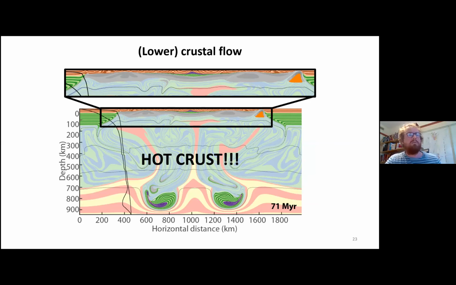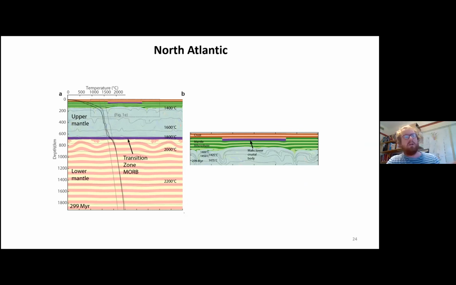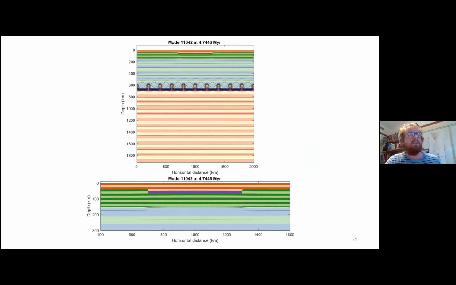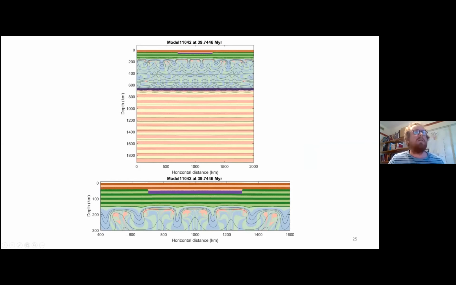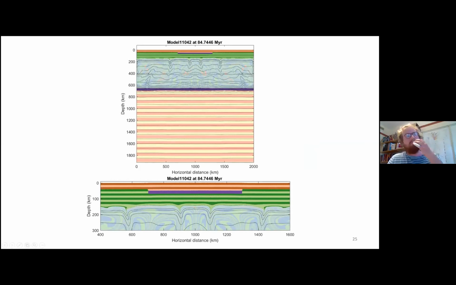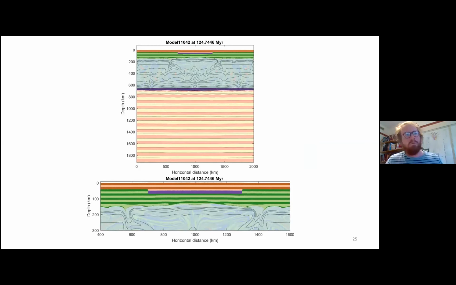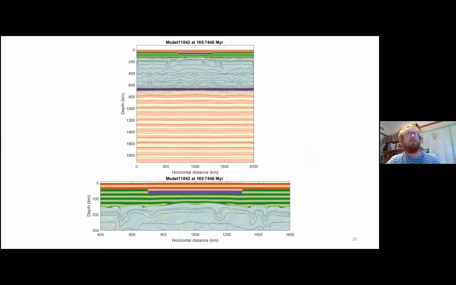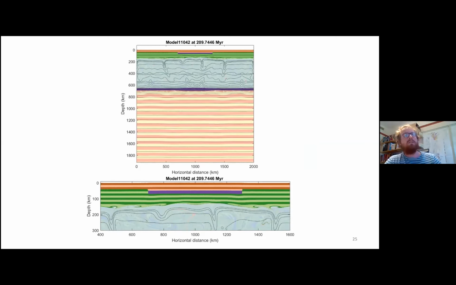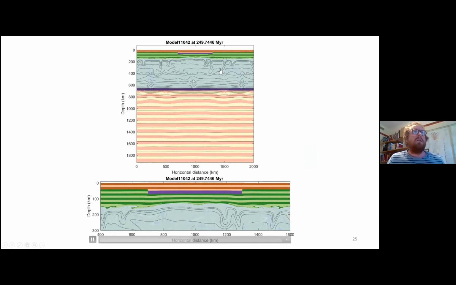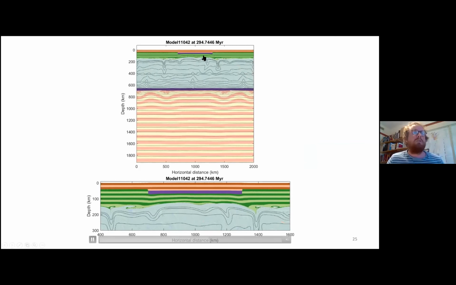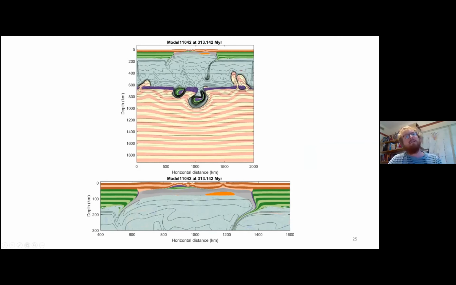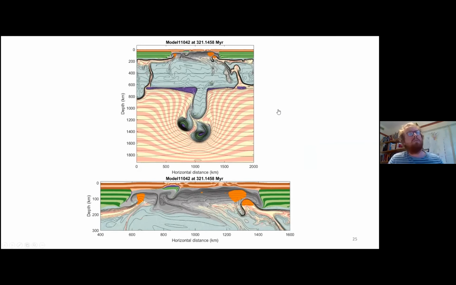So hot crust is really the key here. And we try to do this specifically for the North Atlantic. I don't know if this video will work, so I'll do my best. So now you can see, I don't know, maybe 100 million years of quiescence. This system is metastable, although there's high density lower crust in here. And once you start perturbing the system, a lot happens.